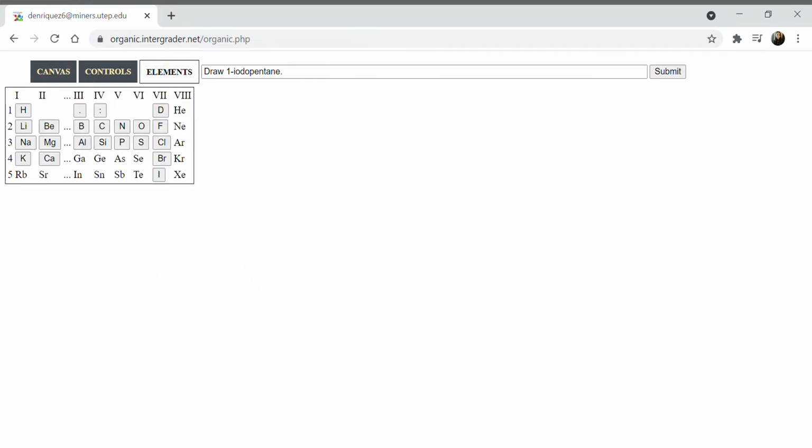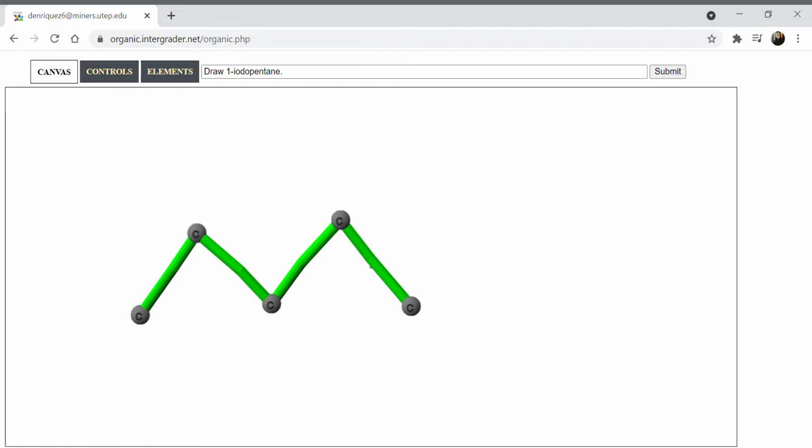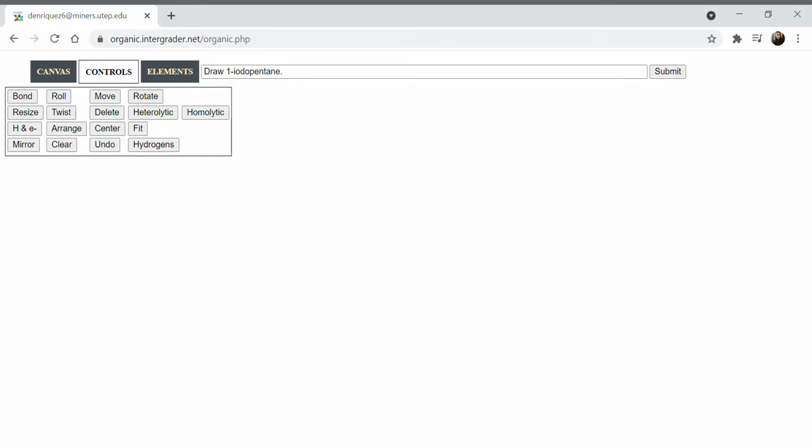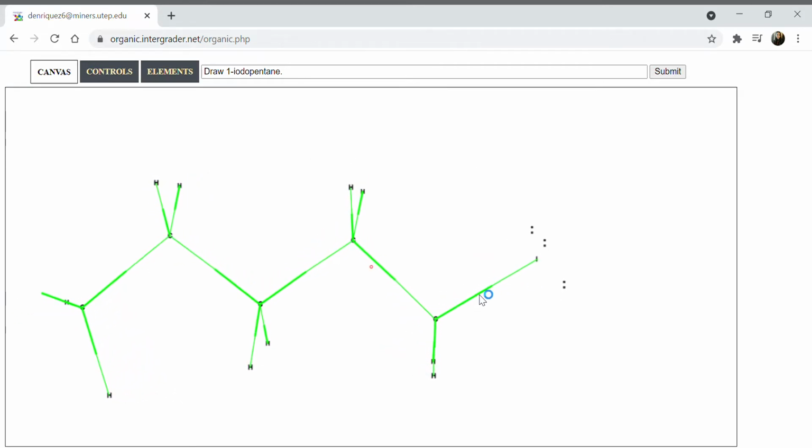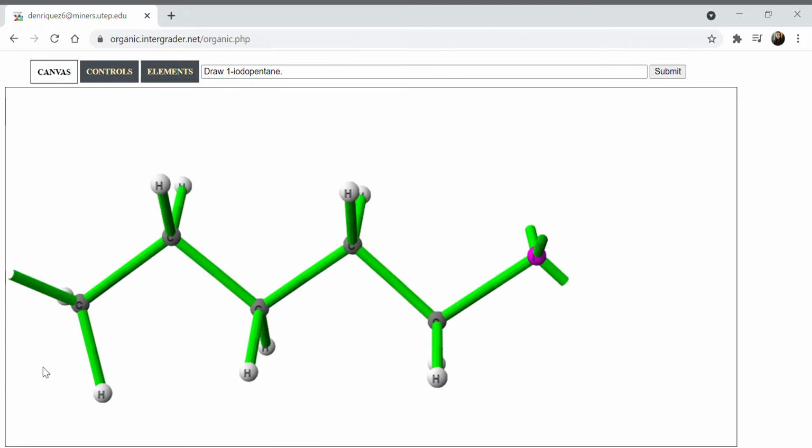Okay, we're going to start by drawing the pentane. And with the drawing ones, you don't have to worry about the chiral center because it'll let you know in the question if it has an R and S, and that indicates that there's a chiral center. So I have my iodine on the 1 position and my 5 carbon chain. So that should be good.